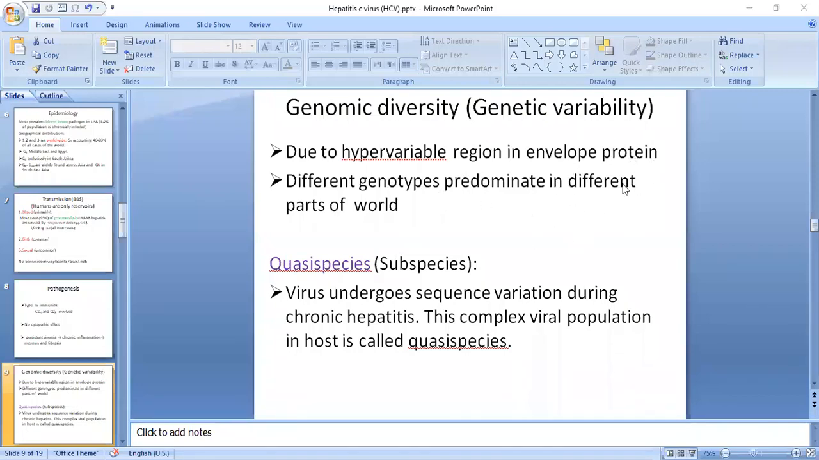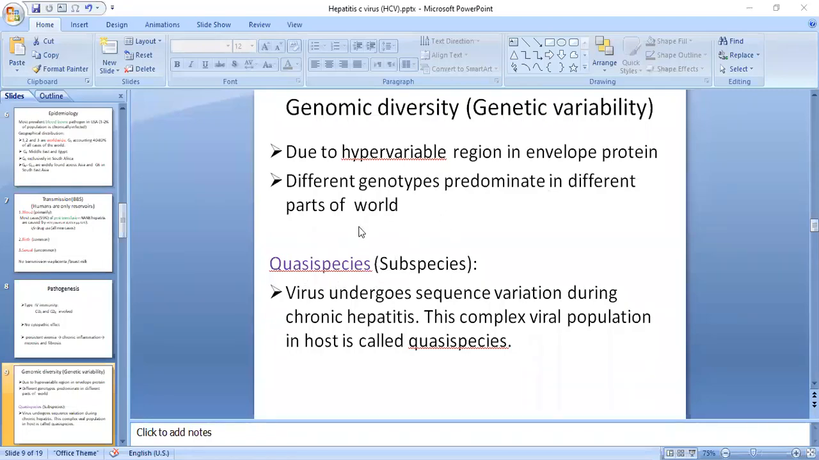This virus has variability at the hypervariable region in the envelope protein, and so it changes its antigenic shape, and that is why the scientists, the microbiologists, are still not able to discover the vaccine. And there are different genotypes in different parts of the world. So these are the causes of why we are unable to discover the vaccine.